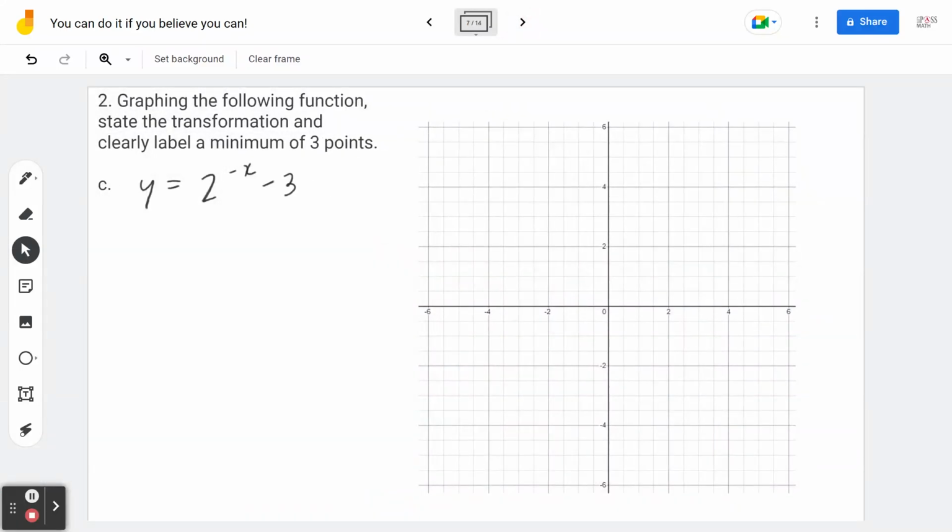Example 2c, again, I would like to try this first. Y equals 2 to the power of -x minus 3. Pause the video. When you're done and you press play again, I'll be here.